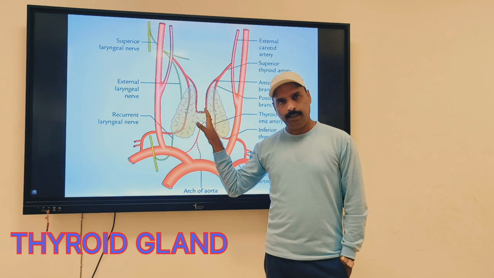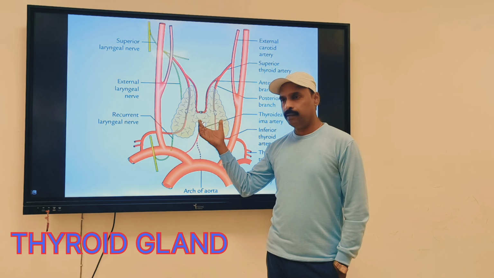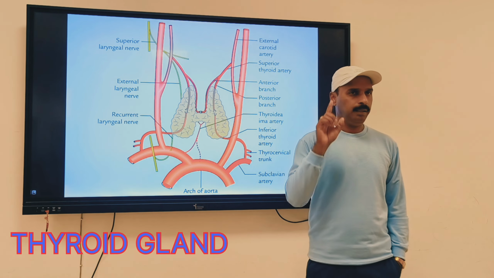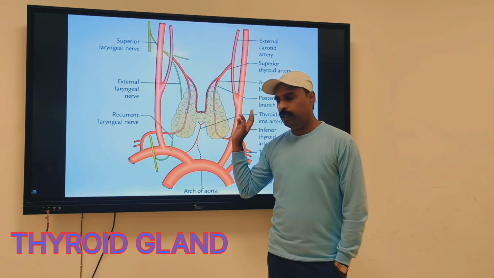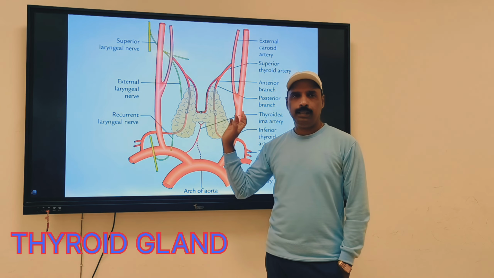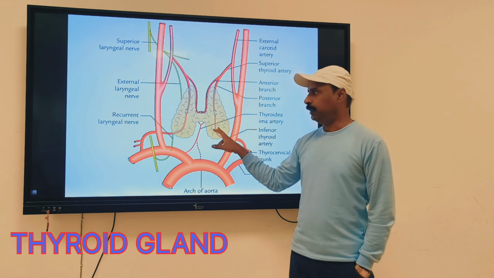Among the external features of the gland, the first thing to remember is that it is a bilobed structure, H-shaped. It has a right lobe and a left lobe, and the right and left lobes are connected by the isthmus. So two lobes connected by the isthmus.